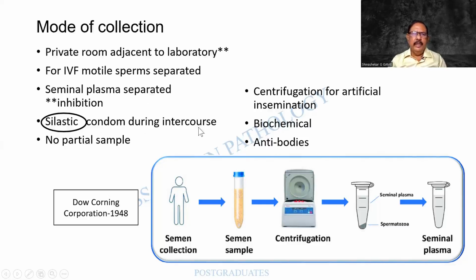Silastic condom is used during the intercourse, and this was designed by this person, Dow Corning, 1948. No partial sampling is allowed. Obviously, two labs will give two different values, leading to legal problems.